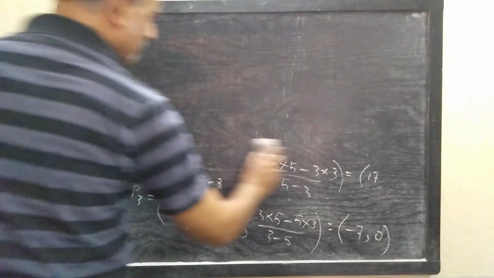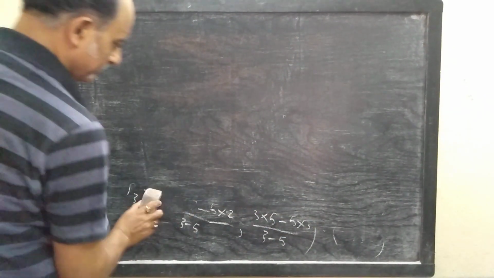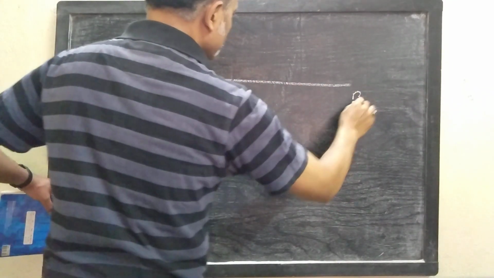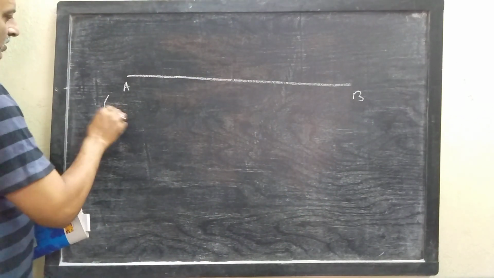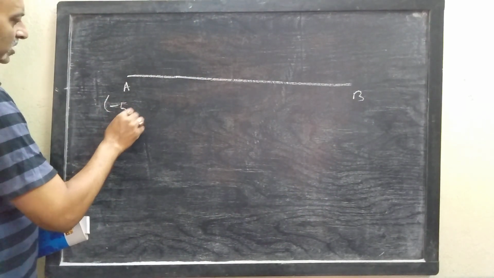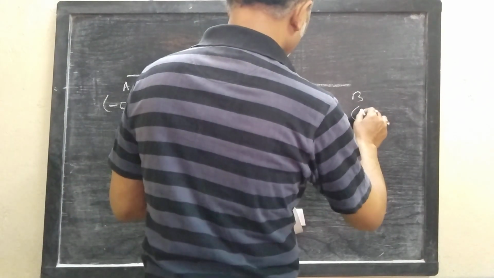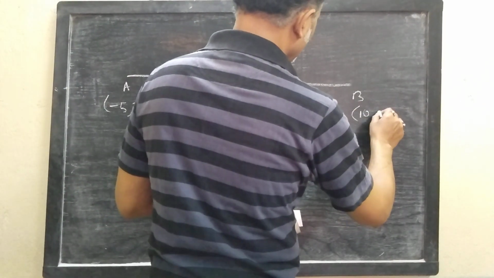Let us consider another situation. Suppose a line segment AB having terminal points say A is -5, 7 and B has say 10, 9.